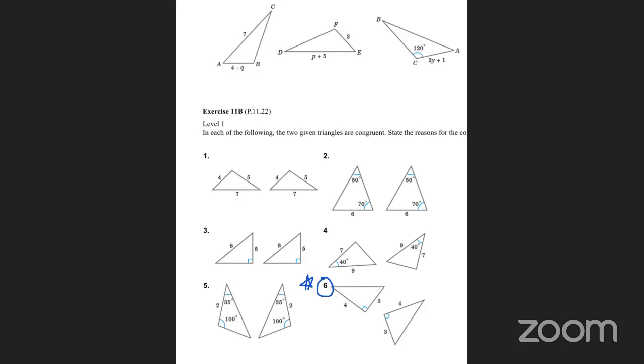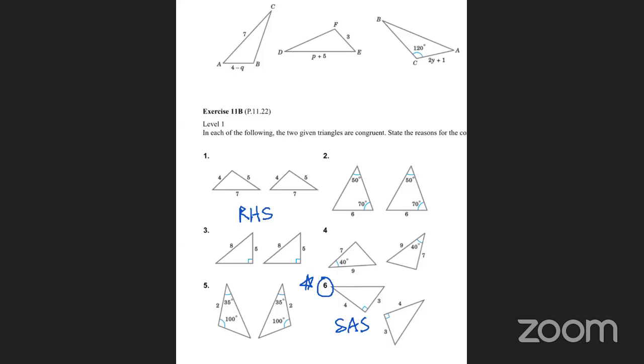How about number 6? RHS. Really? Think about the meaning of each letter, RHS. Side, angle, side. Yeah, this one should be side, angle, side, not RHS. This one, people usually make a mistake. Whenever they see a right angle, they always think that it should be RHS.